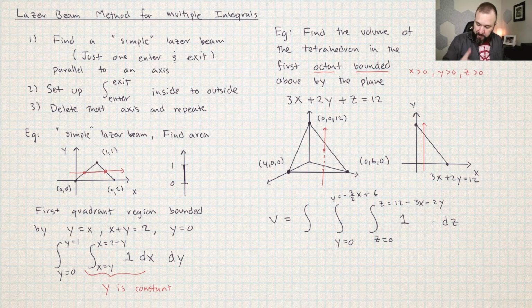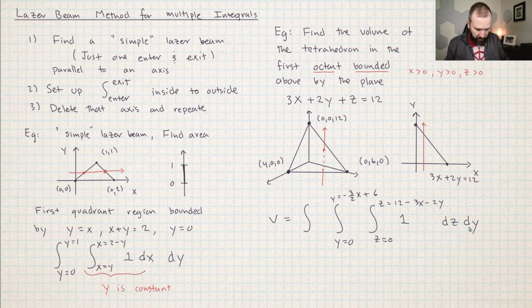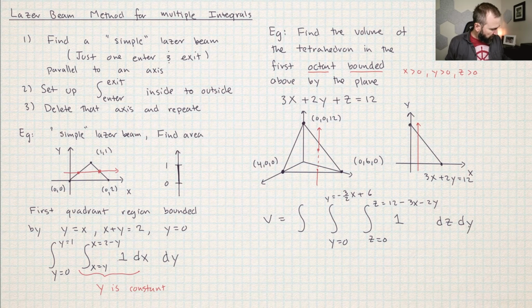All right, and then since the second laser beam that I chose was in the y direction, then dy comes next. Let me just move this over a little bit. All right, okay, so we're almost done. So now I can delete the y-axis, and all I'm left with here for the last step is the x-axis. So that's just going to be like this piece right here. So from there over to there, if everything got smashed down this way, so that's just going to go from 0 to 4 here. So this is going to be x equals 0 out to x equals 4.